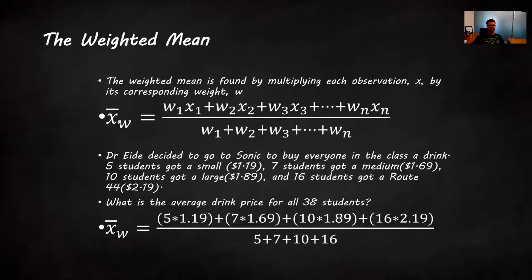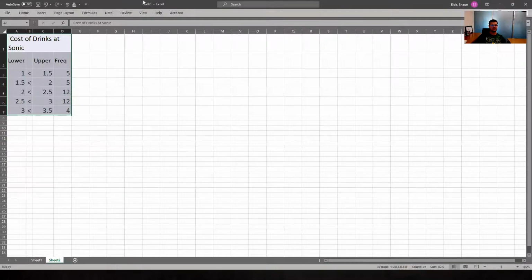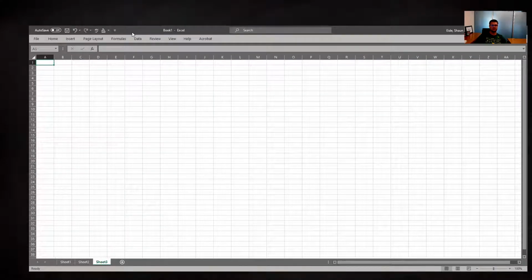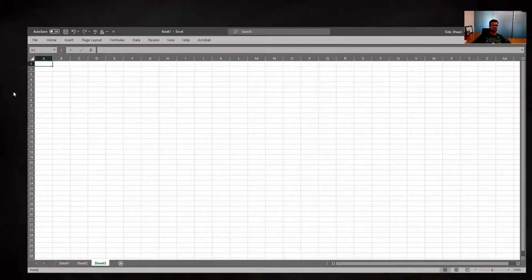And so here is the formula. The weighted mean equals the weight multiplied by X, plus the next weight multiplied by the next X, plus the next weight multiplied by the next X, and so on and so forth, all divided by the sum of all the weights. You can do it just like this, type it into your calculator, or if you want to, I'm going to go ahead and do this in Excel. I'm going to put it in a new sheet and make it so that I can see it.